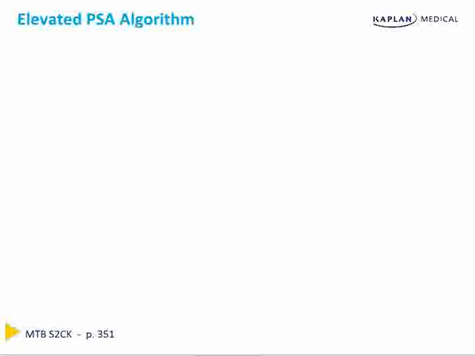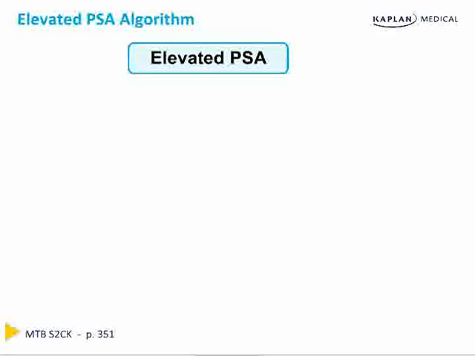As we finish up this section, let's talk about what to do once you get the results of that PSA test you ordered. This algorithm is also without controversy. If the PSA test is found to be high, and high is defined as a number greater than 4 nanograms per deciliter, the next best step is to perform a digital rectal exam.